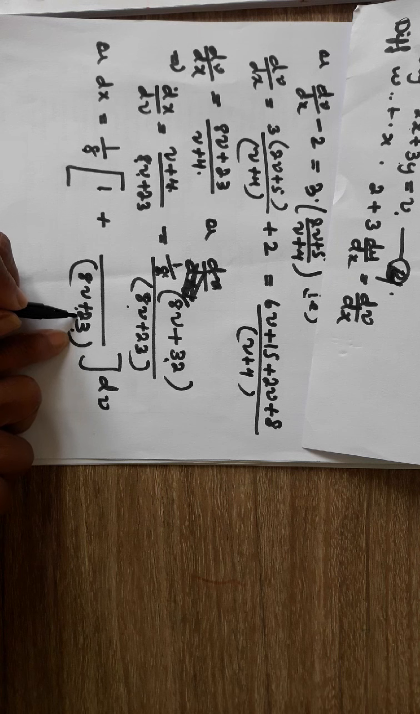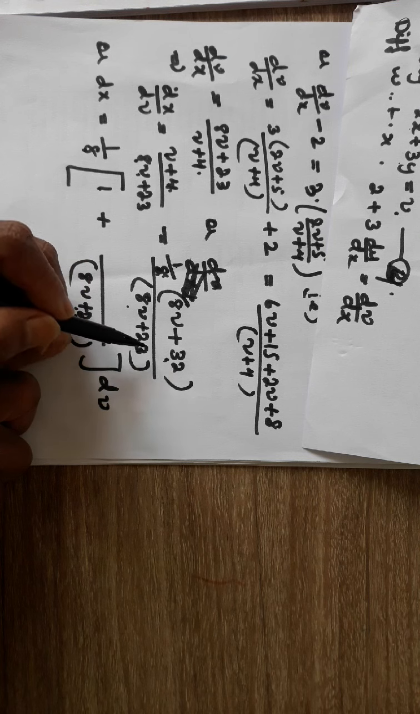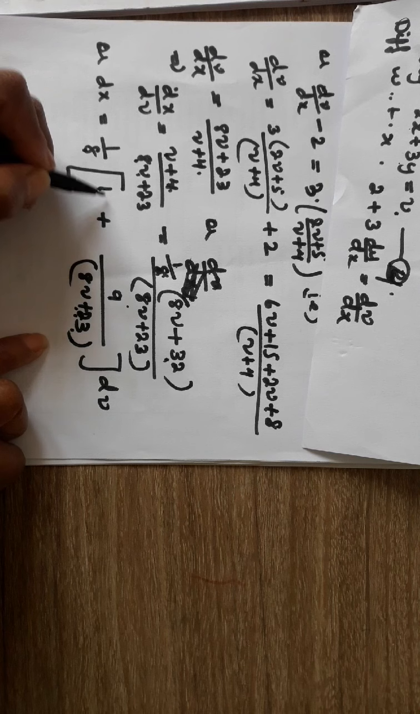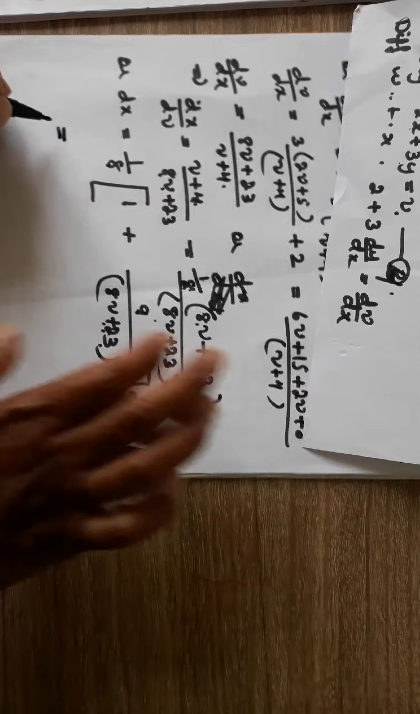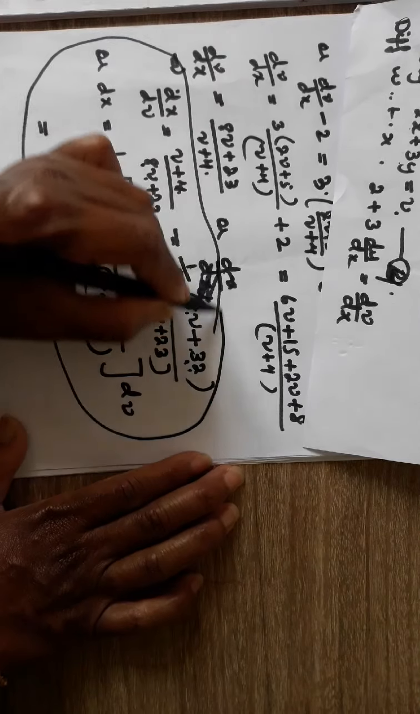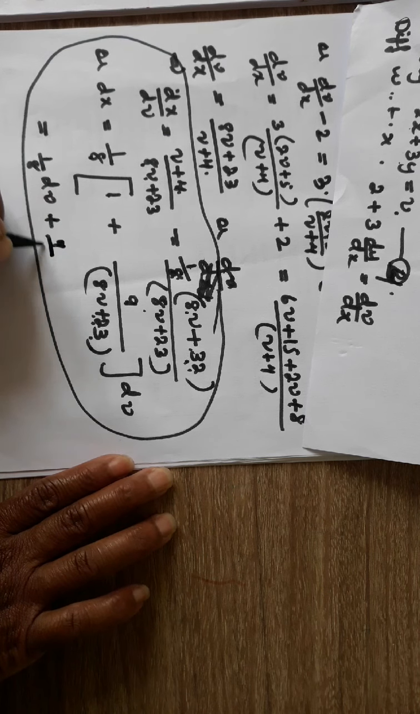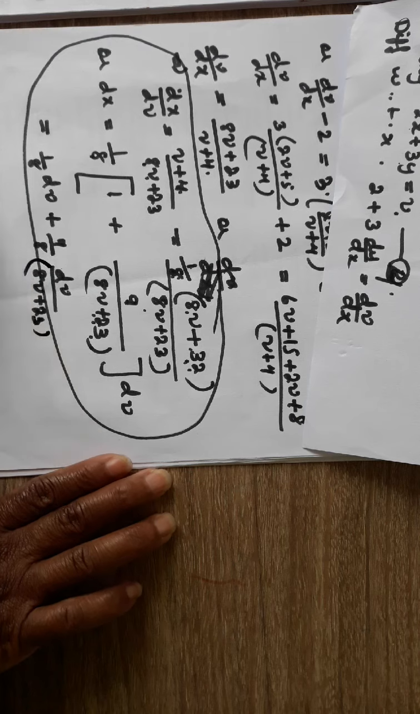So 23 plus some number will give you 32, so 23 plus 9. That's why I have to put 9 here, so that when you multiply here you will get 8v plus 23 plus 9, which is the same as 8v plus 32. So remember, this is the method how we solve this type 4 of the problems. So here we have 1 by 8 dv plus 9 by 8 dv divided by 8v plus 23, because 1 by 8 is common.